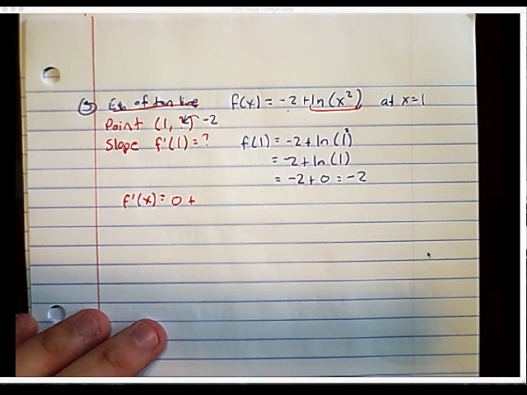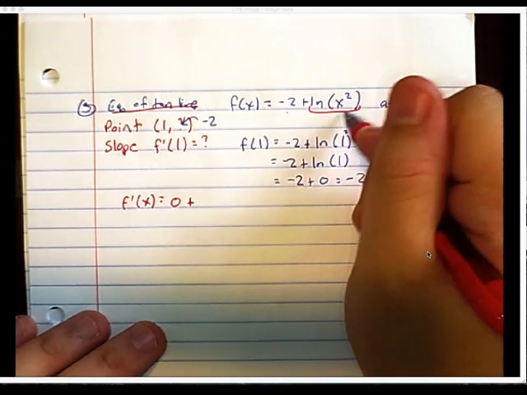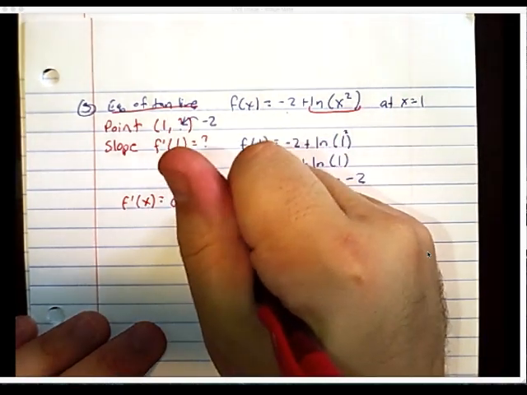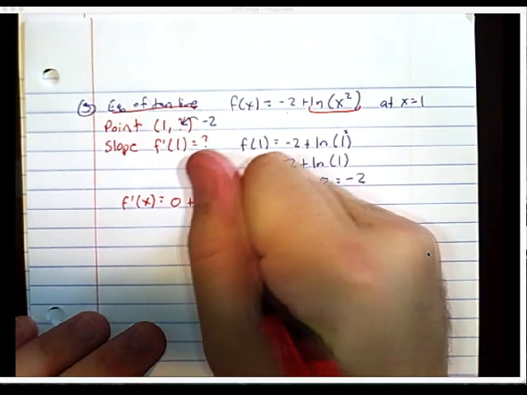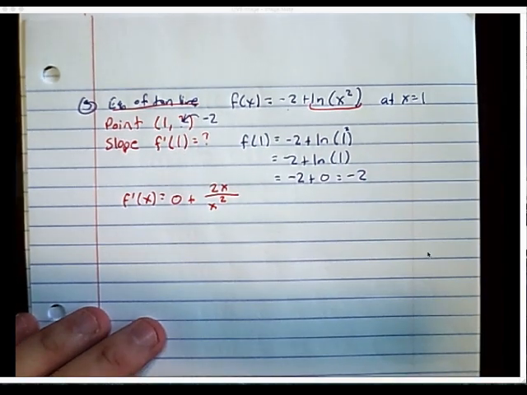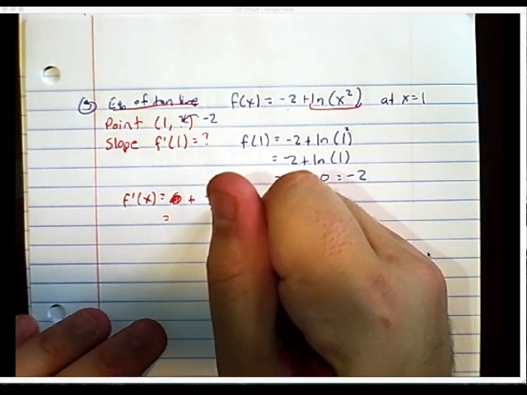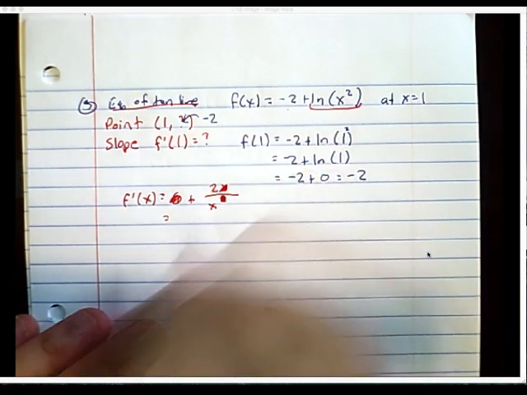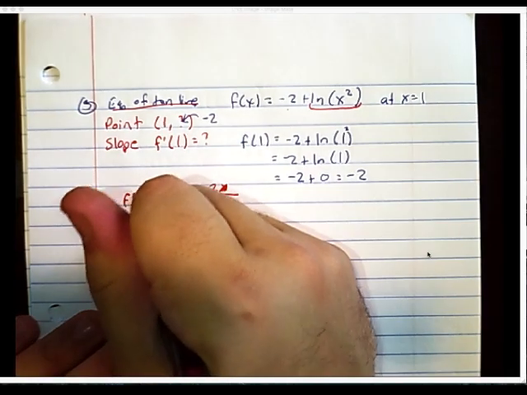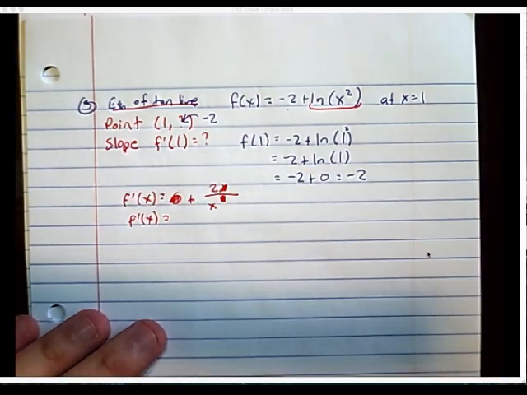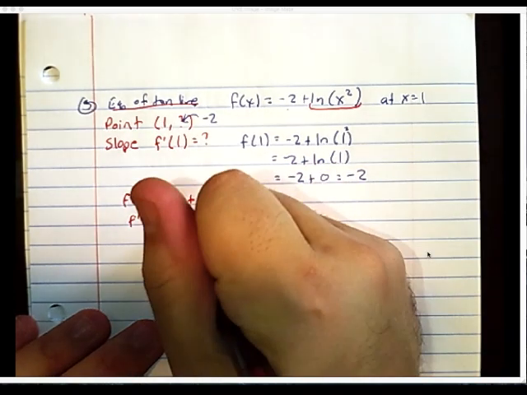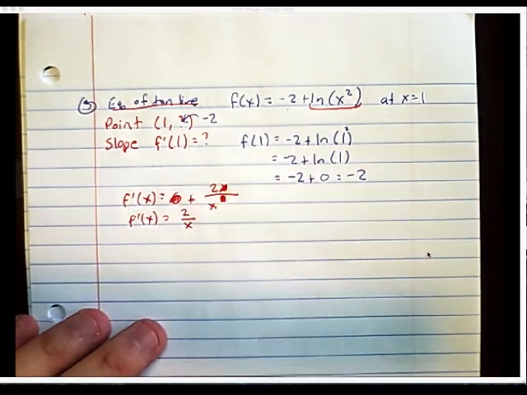Okay. I'm going to use my ln rule. I take the derivative of the inside, which is 2x, back over the inside. So the 0 doesn't really matter. One of these x's cancels one of these x's. So here simply f prime of x is going to equal 2 over x.